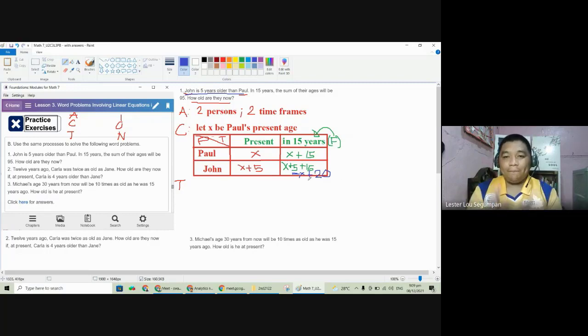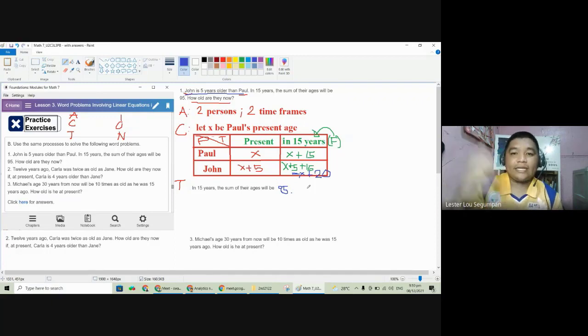Now that we have completed this table, let's proceed to its translation. How do we translate it? Let's look at the specific situation here, the other statement given. Let me copy this here. In 15 years, the sum of their ages will be 95. Here is 95. So this is the statement that we are going to use in our translation.